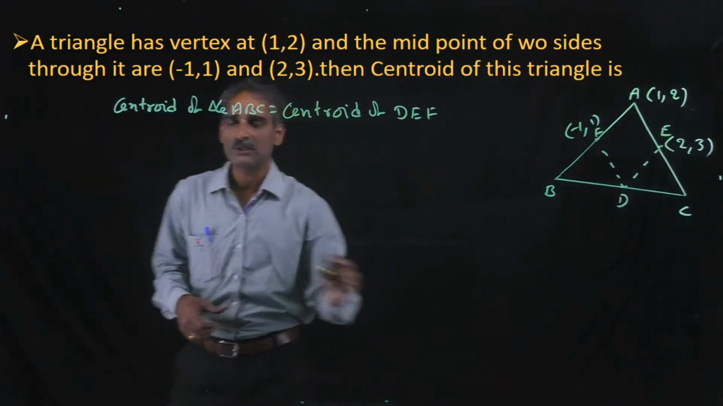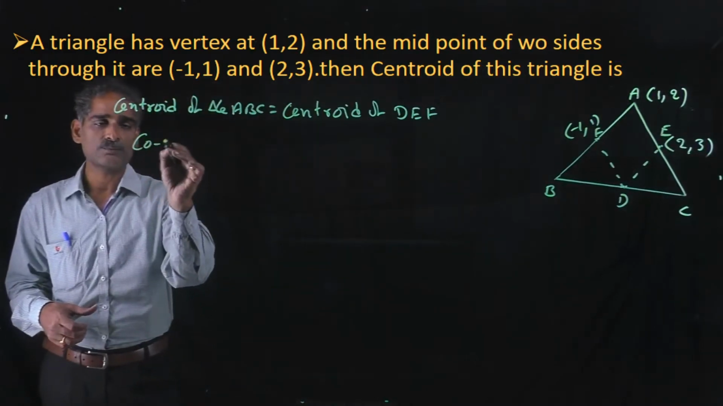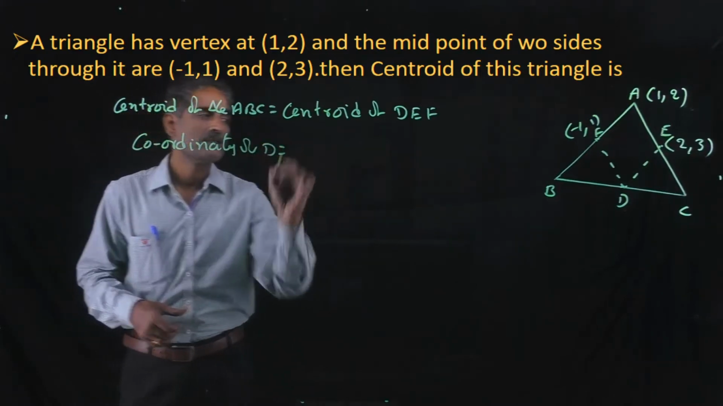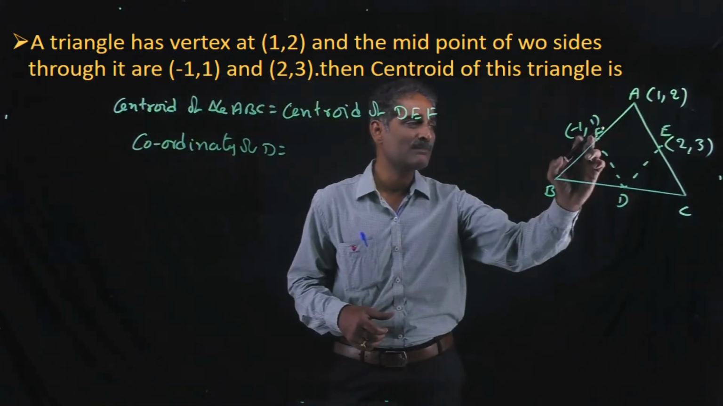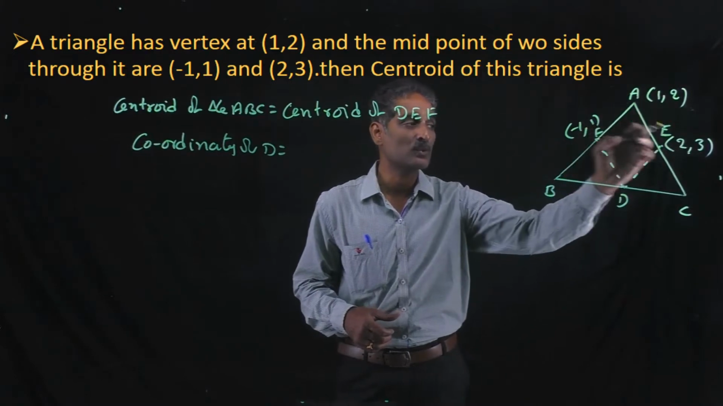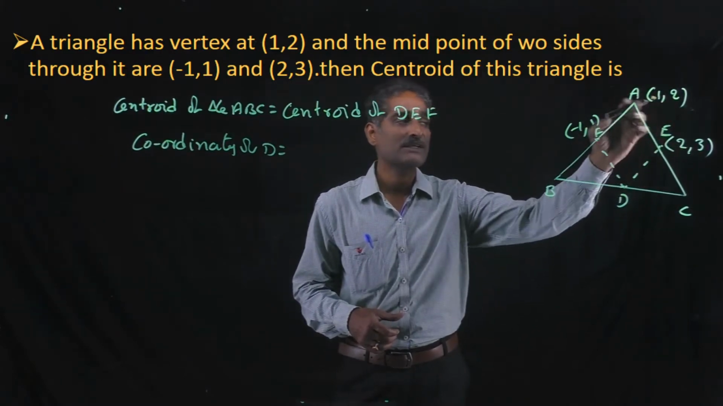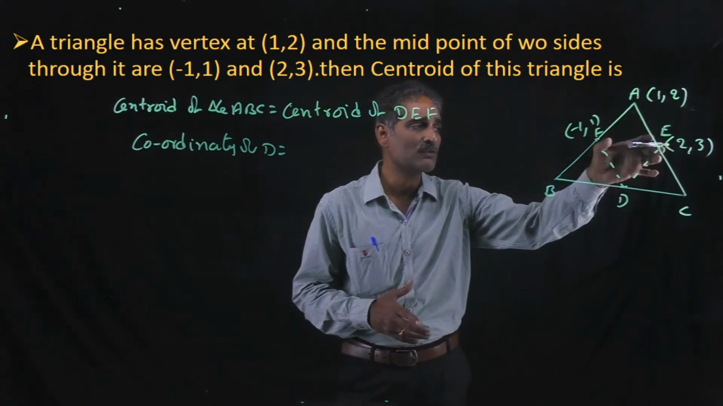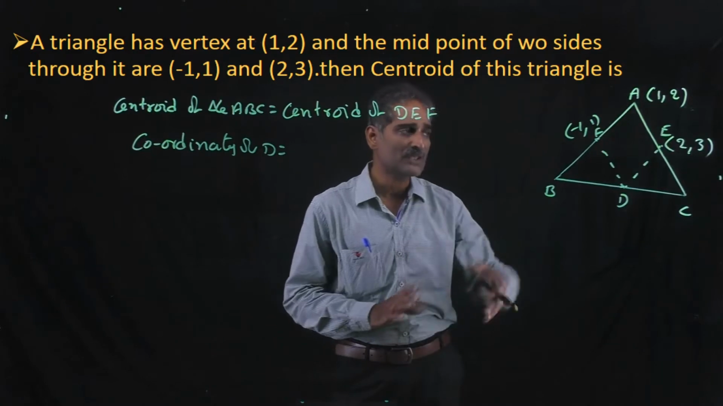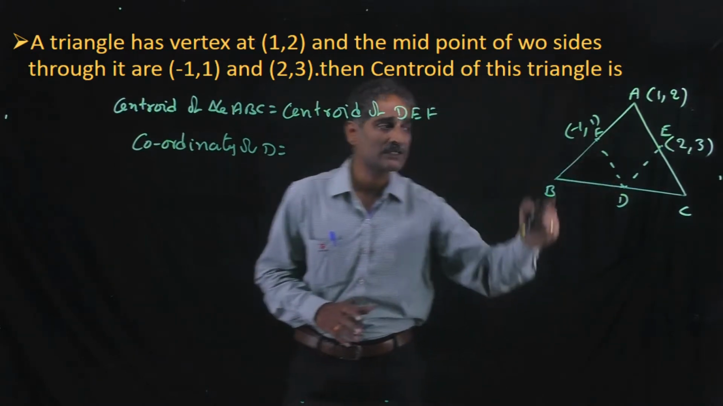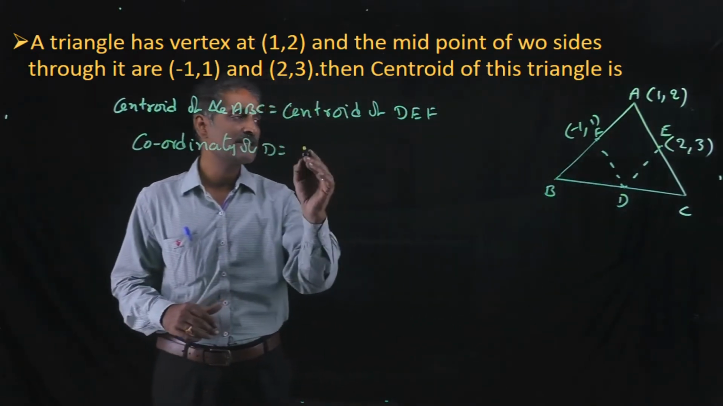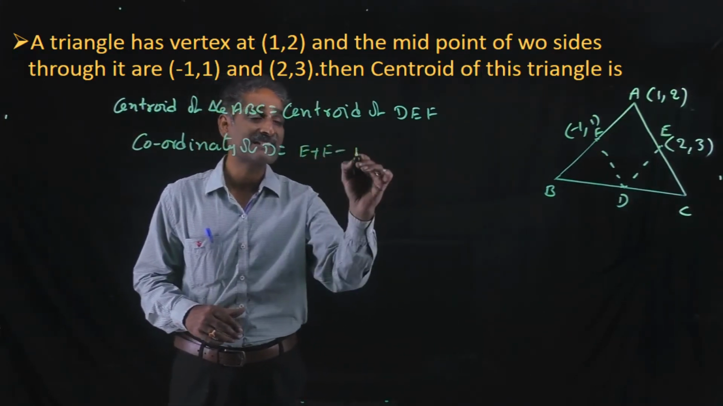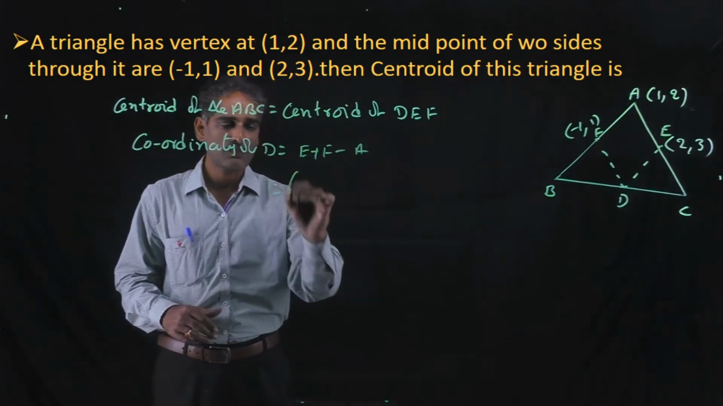So from this, the coordinates of D equal the sum of these two points minus this one, because in a parallelogram the diagonals bisect each other. The midpoint of AD is equal to the midpoint of the other diagonal. With the help of this we can write the formula for the fourth vertex of the parallelogram. D is equal to E plus F minus A.